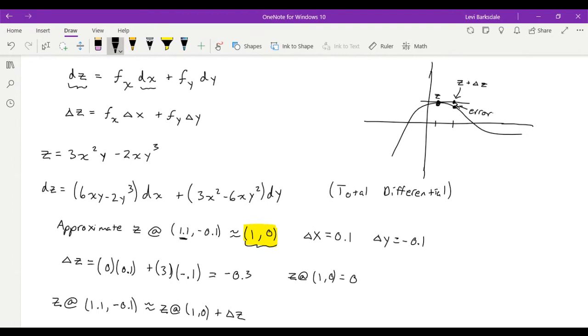So when we take our actual point and add our delta z, we get 0 plus negative 0.3, which gives us negative 0.3 as an approximation for z at 1.1, negative 0.1. And the actual value is negative 0.3608, so we're actually fairly close. We're only about 6/100ths off. So it's a fairly good approximation, all things considered.